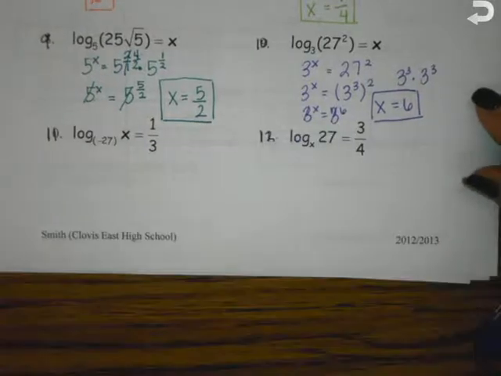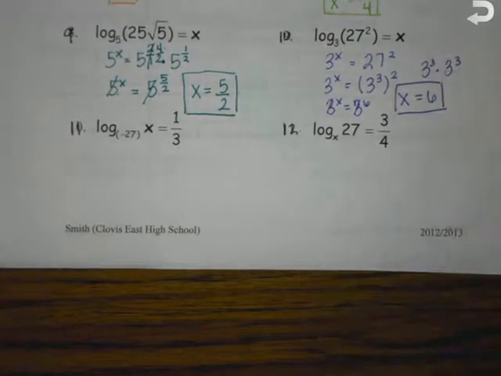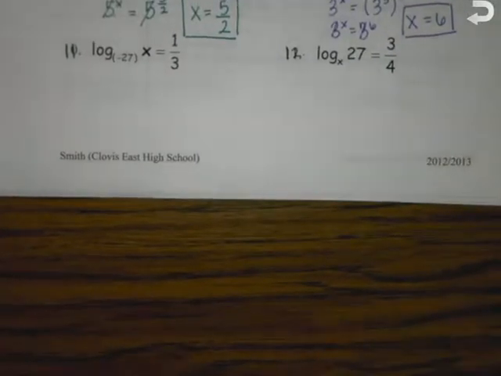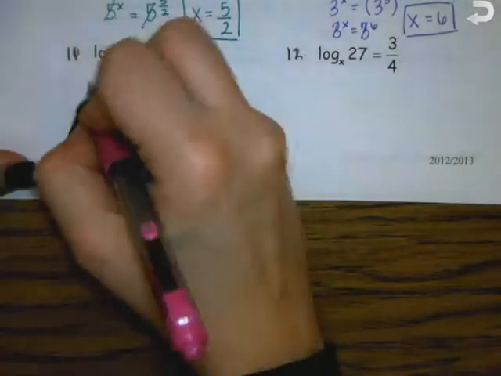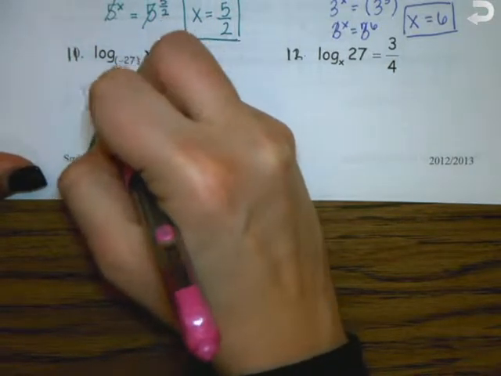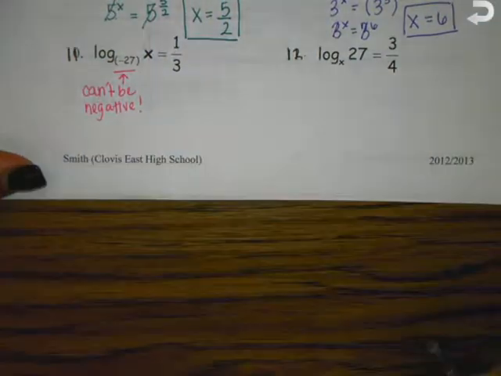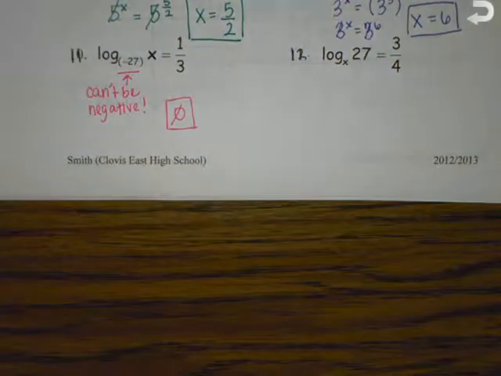Okay, last two. Number 11. Log base negative 27 of x equals 1/3. Do you guys notice anything about this problem? The base is negative. Is that allowed? No, so don't even do it. Write yourself a little note that says, can't be negative. Okay. So what's the answer here? No solution. We don't even have to do it. We have a negative base, so we automatically know that it's not possible. Okay.